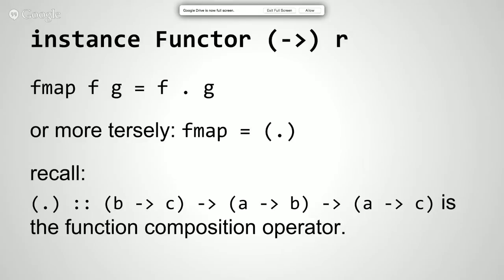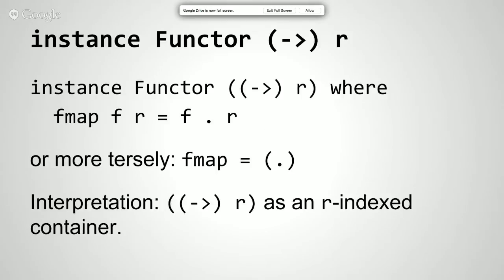So if we have a function g, which takes r's to a's, and we have a function f, which takes a's to b's, then f composed g is going to take r's to b's, and the types check out. There's a function called g. But yeah, it's going to take r's to b's. And the interpretation there is that instead of being a list where you have positional numeric indexes, you think of arrow R as an R-indexed container.